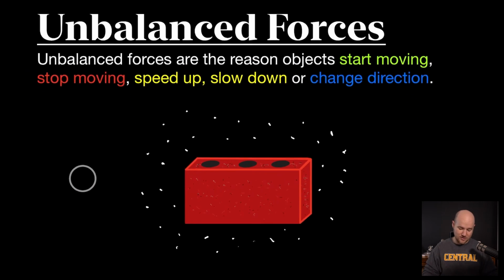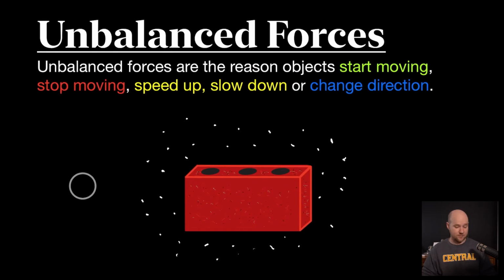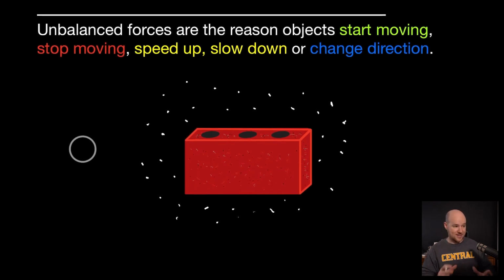Now, unbalanced forces are when things get really interesting. And let's just read through this. Unbalanced forces are the reason objects start moving. They're the reason objects stop moving. They can be the reason an object will speed up or slow down, or even be the reason an object changes direction. Now you may be wondering what this picture is I have here, and this picture is what I like to call space brick. It is a brick that is floating in space.